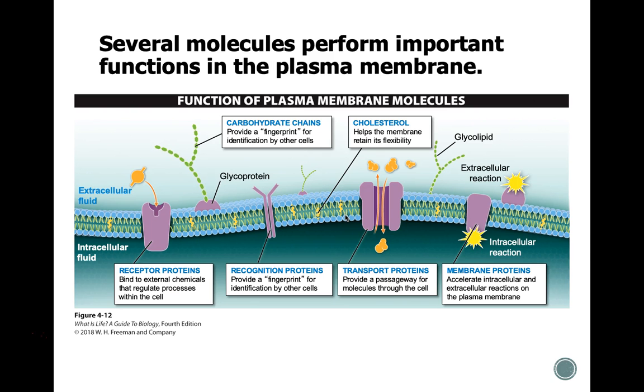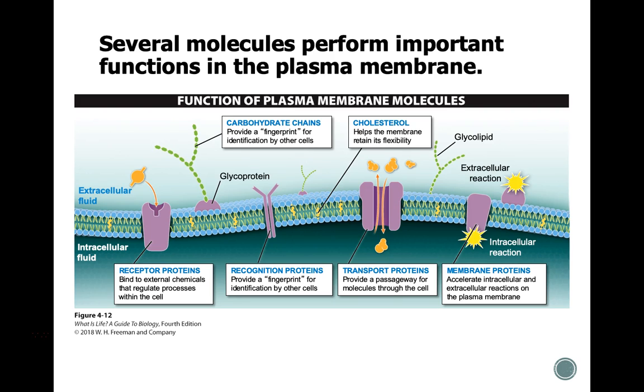All right, so let's talk about some of these specific molecules. We're just going to go left to right here. First, we have receptor proteins. Receptor proteins are going to bind to chemicals in the cell's external environment, so chemicals that are outside the cell. This might be a hormone. It might be some sort of nutrient that the cell needs. And in binding those chemicals, they can actually help regulate certain processes within the cell. So if the cell needs a process to run, it can bring in those molecules. And if a cell doesn't, it can actually block bringing in those molecules.